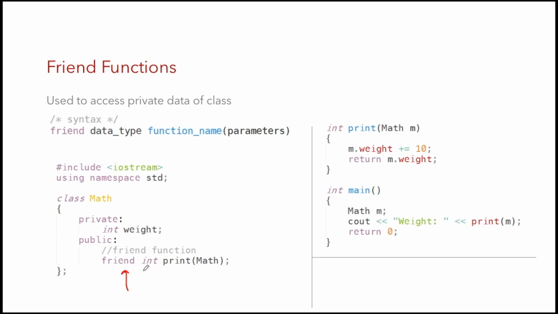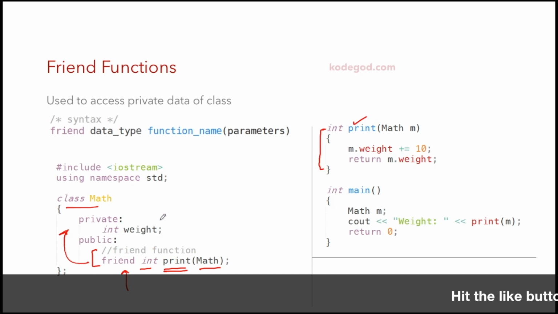Then you can have your return type, function name, and then the parameters list to it. Because you have given friend access to this function print, it can access your private members. Now notice that this is not your member function. This is an open function which has become friend to your class, and you have given access to this function so that it can access private members of your class.